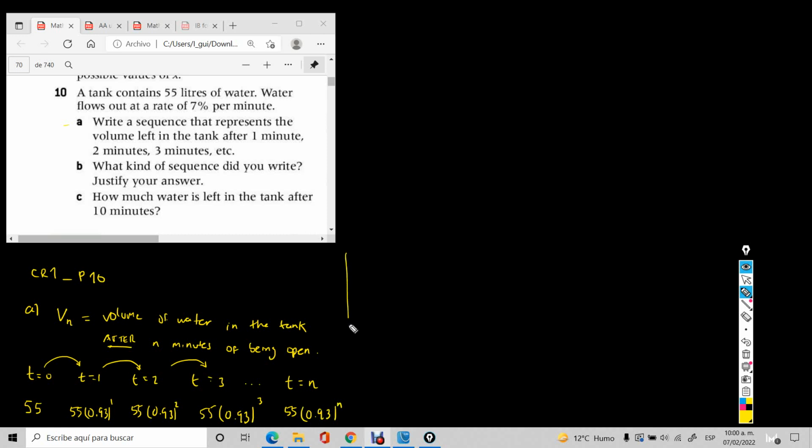Let me make a division over here. I already know what the general term of the sequence will be. So I have found this: the volume in the tank after n minutes of being open will be equal to 55 times 0.93 to the n. That's what this symbol means. And we have solved A.